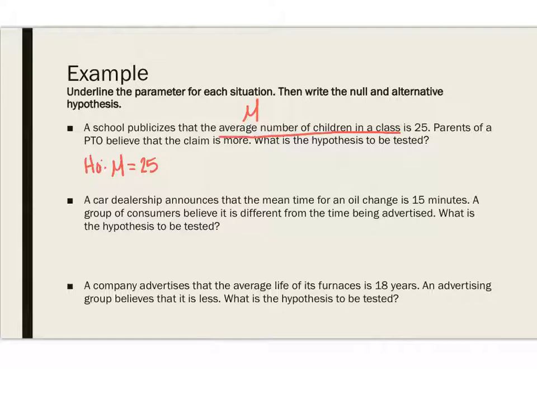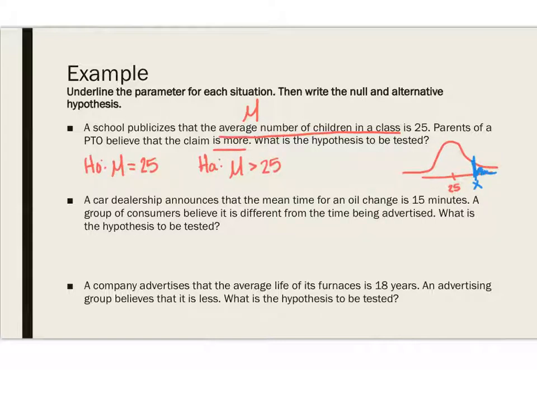The alternative now is based off of evidence that we have. We believe that going around looking at classes, we've seen more than 25 in the class. So we're going to write this as HA, the alternative. Parents of a PTO believe that it is more. That's a right-tailed test. So right now, here's what you're thinking. The mean, here's what they tell you, is at 25. You think that it's more, somewhere over here. You don't know what that value is, but you just think it's more in that region right there. So we'll just say that HA is, mu is greater than 25.